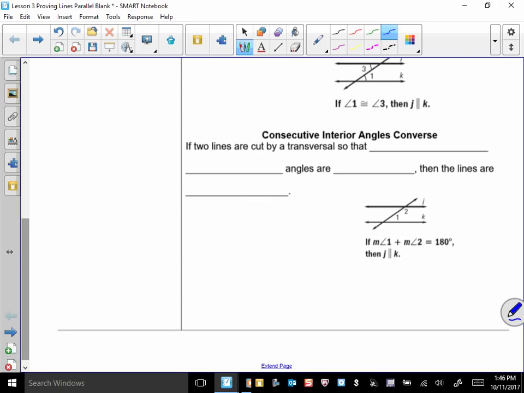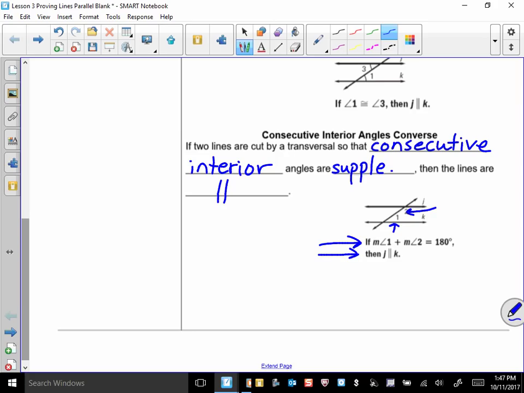Then we have the consecutive interior angles converse that says if two lines are cut by a transversal so that consecutive or same side, right? We also call them same side interior angles, are, these aren't congruent, right? They're supplementary. These would have to be supplementary, and I'm just going to abbreviate it because my blank is too short. Then I know that those lines would be parallel. So in this picture, angles 1 and 2, same side or consecutive interior angles. If I know that they're supplementary, then I know that those two lines are parallel.